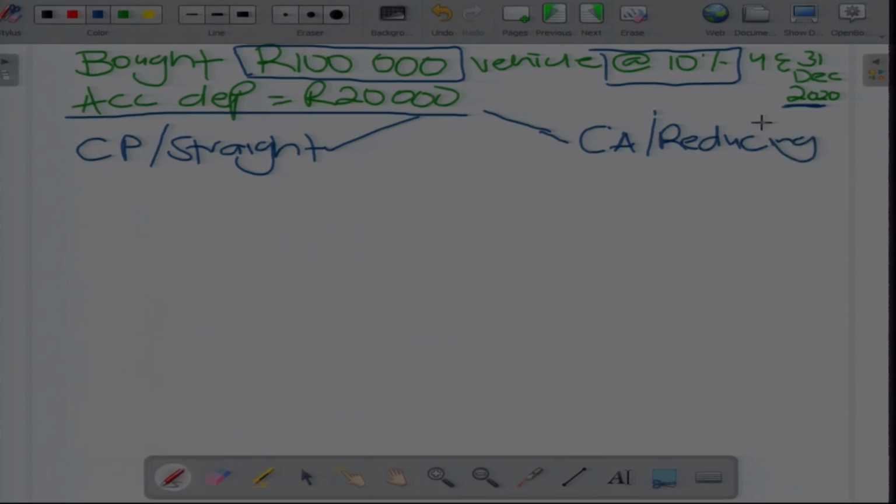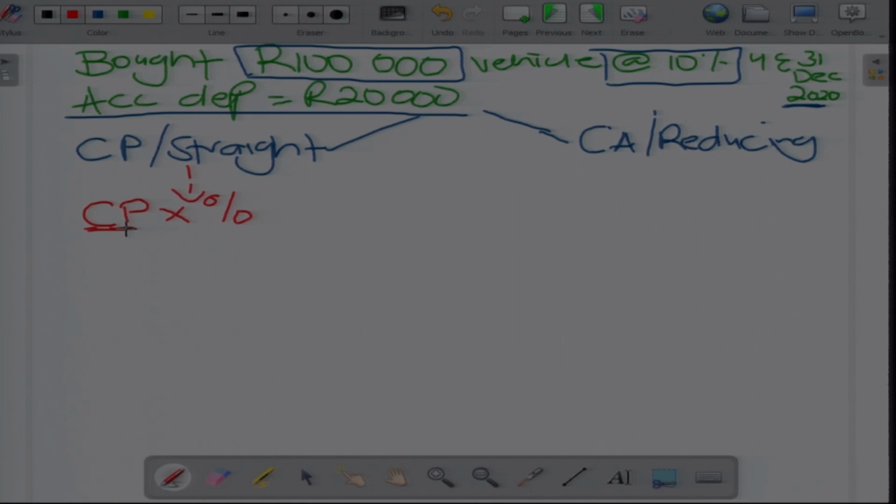Right. Now this one, how do you calculate depreciation? You take the cost price, which is the amount you paid, times the percentage. And you do it every year, meaning the cost price will not change. If you paid 100,000 for last year, you paid 100,000. This year, you still paid 100,000 last year. The cost price never changes.